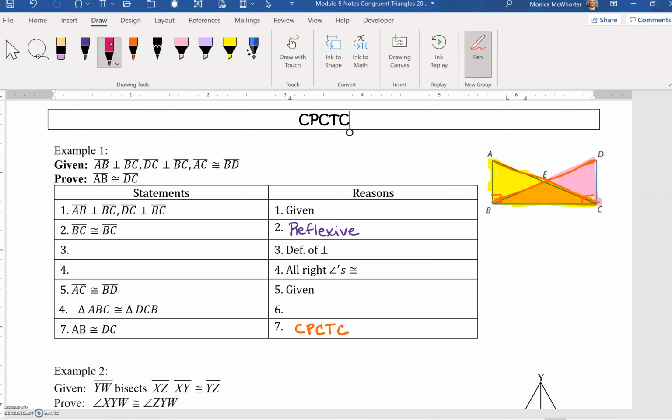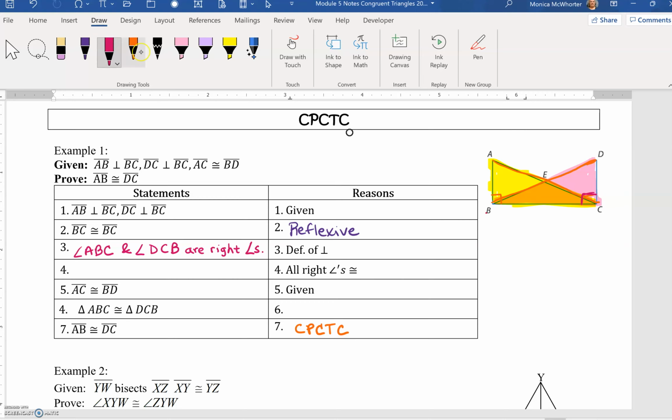And then definition of perpendicular, if we look back at our definition, it says that right angles are formed. So that would tell us that angle ABC and angle DCB are right angles. There's a symbol for angles. So that perpendicular, we already marked it in our picture, but the name is DCB is one of them, and ABC is the other one.